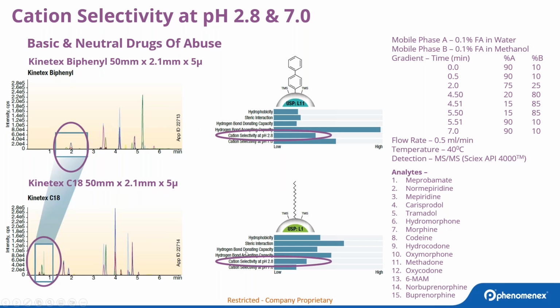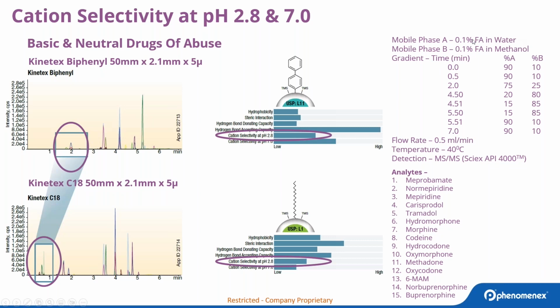We see if we can get some retention there. However, we're not getting great retention for our basic drugs of abuse, right? So we're going to try a different phase while our neutral drugs of abuse are getting relatively good retention. So we're going to try and change things up.